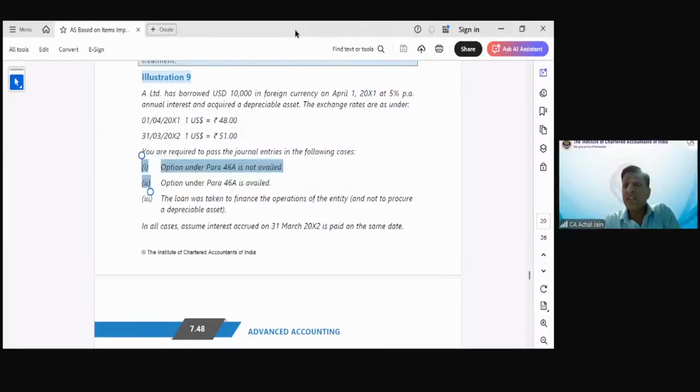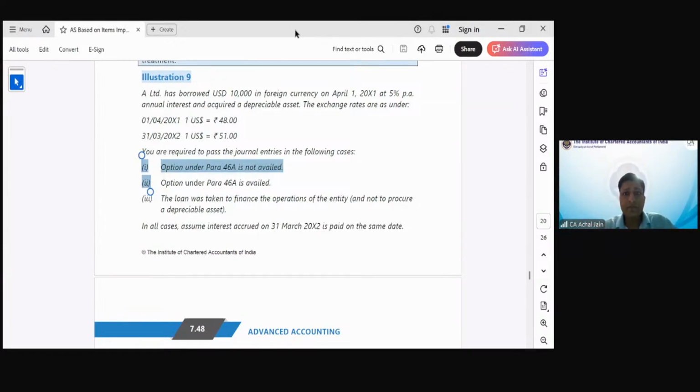Somya is asking, sir, what is the significance? See, the significance is very simple. You are not taking the impact to P&L. Instead, you are capitalizing it, or you are parking it to an account which will be amortized over a period. So your entire impact of exchange difference doesn't go to P&L straight away. That's the significance and that's the impact which the companies will have.